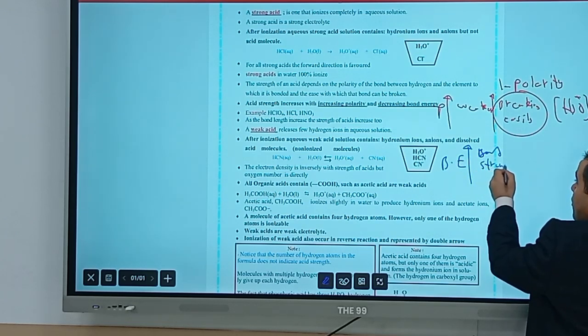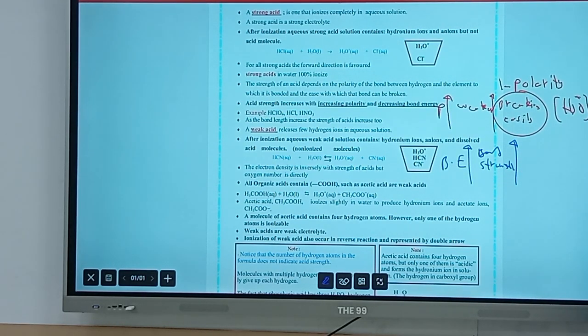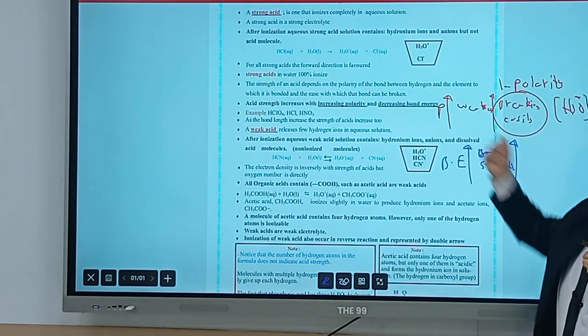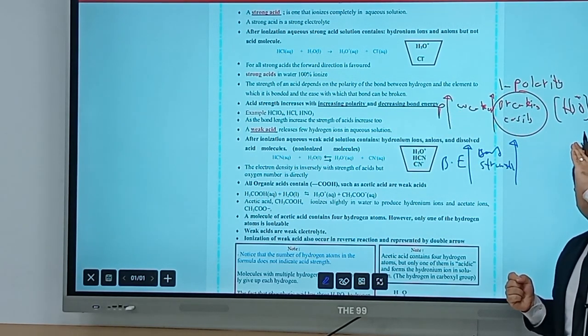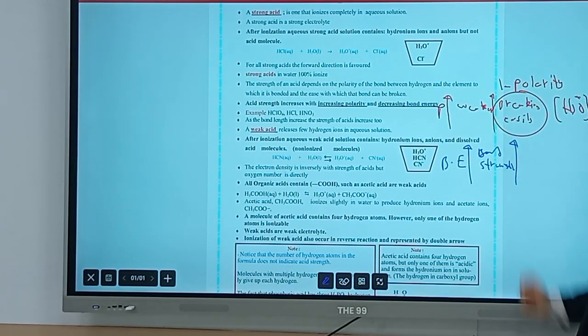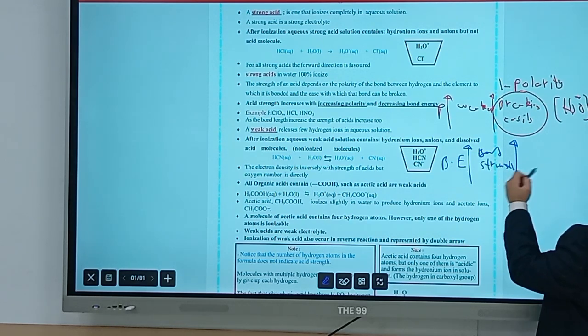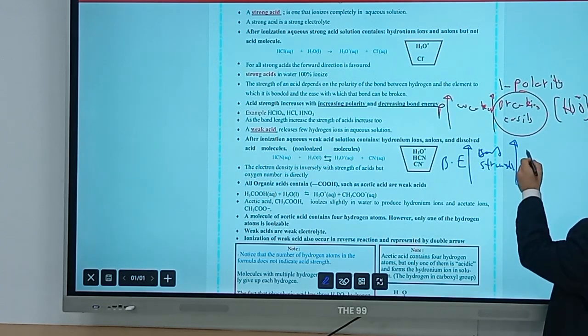bond strength increases. But the strength of the bond is inversely related to the polarity. As polarity increases, the strength of the bond decreases. It becomes weaker, as we said. So as the bond energy increases, the bond strength increases. As the bond strength increases, the bond becomes stronger.